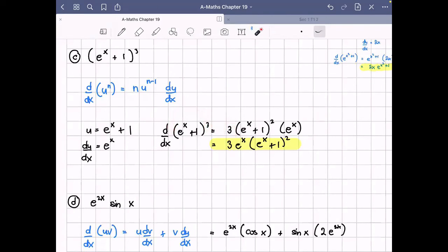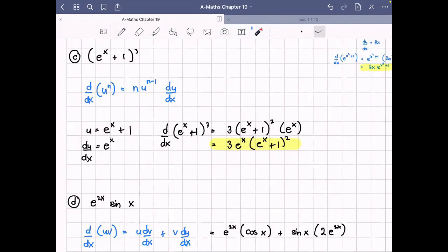Okay, and then this is u. So I just copied this. And then why is this 2? Because this is 3 minus 1. That's why this is 2. And then what is the last part? It's the derivative of u. So what is the derivative of u from here? So it's e raised to x. And then just combining this, your answer is 3 times e raised to x times e raised to x plus 1 raised to 2.